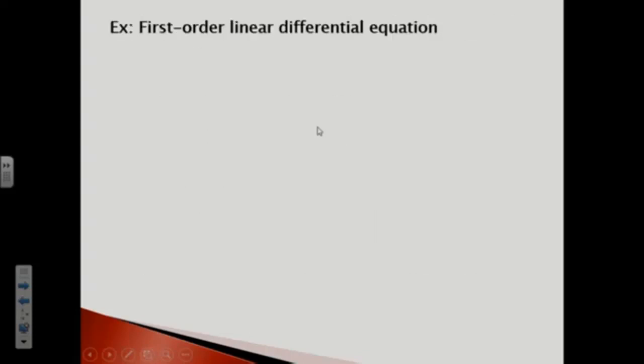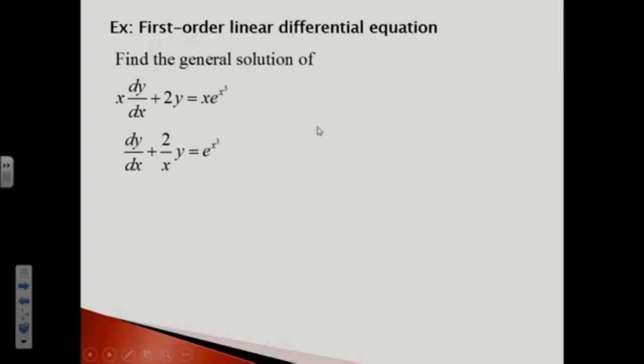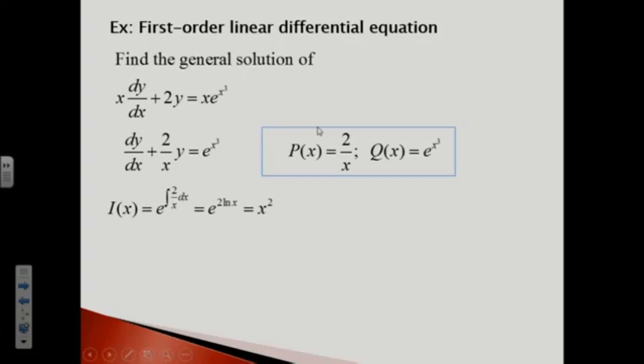Here is an example of a first-order linear differential equation. Find the general solution of x dy/dx + 2y = x e^(x cubed). As a first step, divide each term in the given equation by x so that we can use an integrating factor. We obtain dy/dx + (2/x) y = e^(x cubed). For this equation, p(x) = 2/x and q(x) = e^(x cubed).